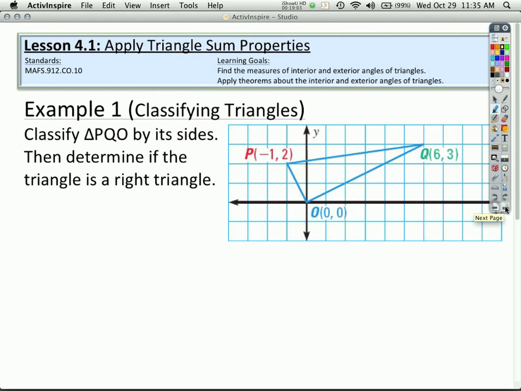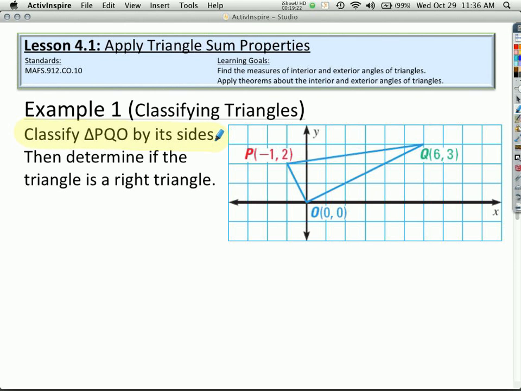So, of course, write example 1. You don't have to write the actual instructions. Now, we are asked to classify this triangle by its sides. So we need to say scalene, isosceles, or equilateral. But we must have evidence to support it. So there is no guessing. It is not like the warm-up.